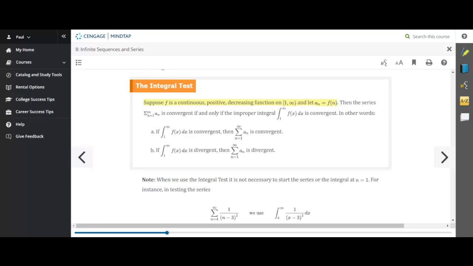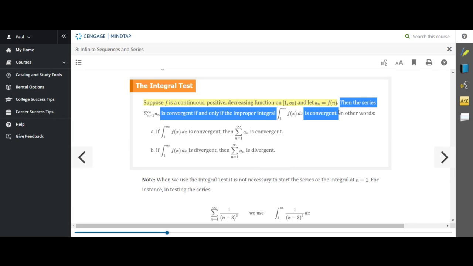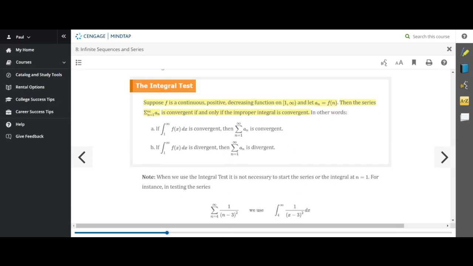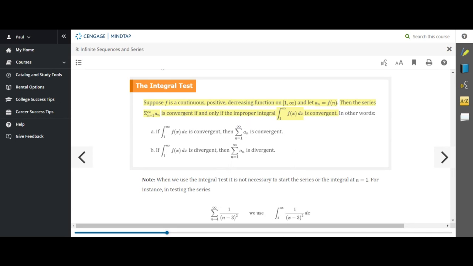If that's the case, then the series is convergent if and only if the improper integral is convergent. This makes some intuitive sense. In part A of the integral test, if the improper integral converges, then the series converges. Part B says if the improper integral diverges, then the series diverges.